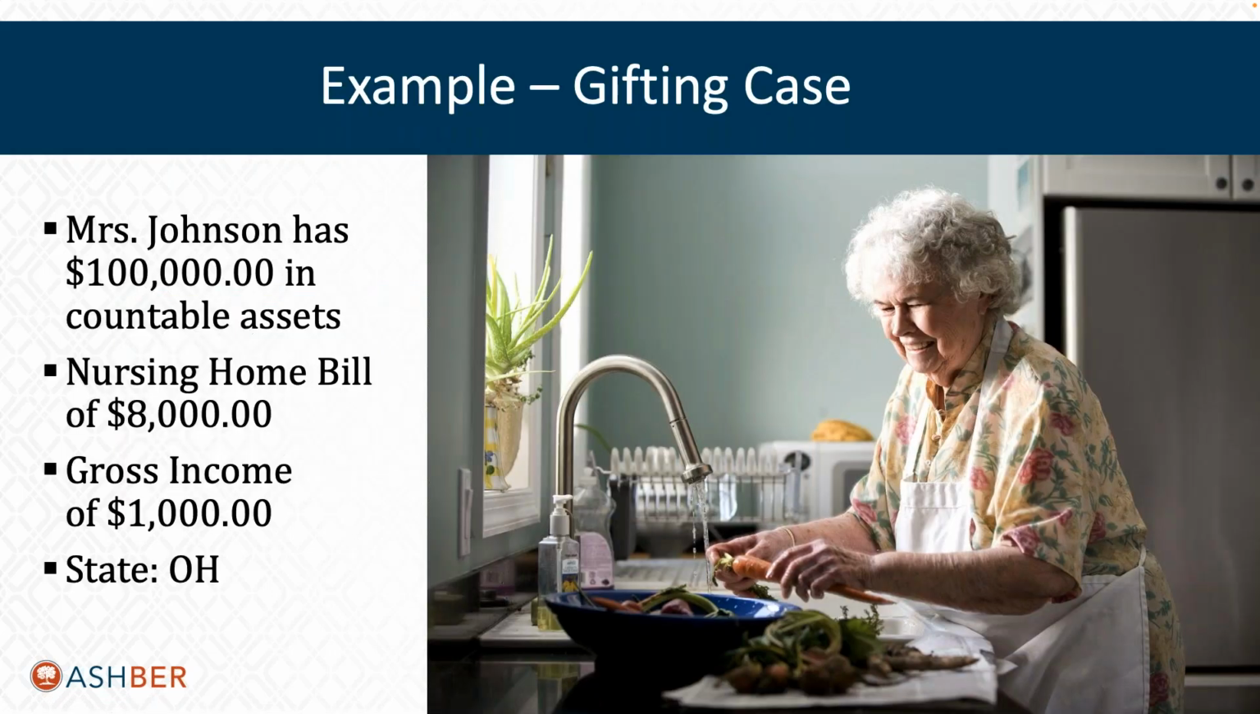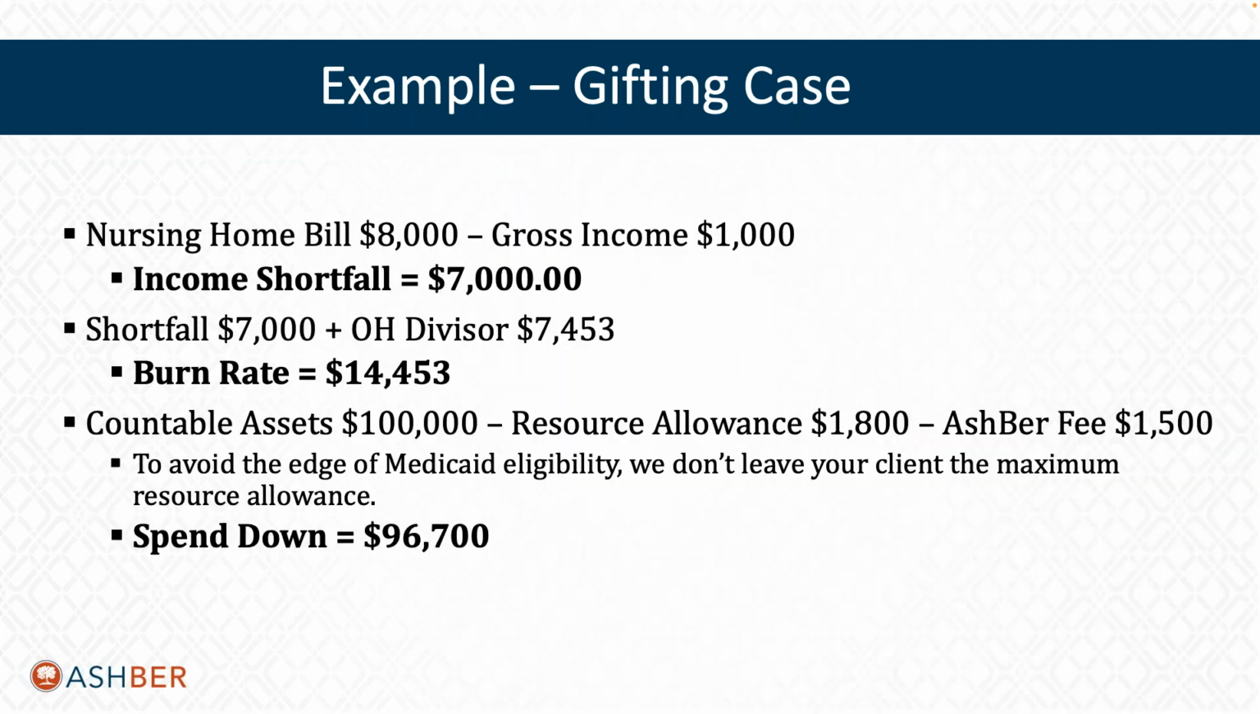So let's go ahead and apply some figures here, because I always feel like the best way to show this is in a live, pretend case, basically. So we have a scenario where Mrs. Johnson is an Ohio resident. She has $100,000 in countable assets, a nursing home bill of $8,000, and gross income of $1,000. And in this scenario, she's looking to apply for Medicaid for April 1st, to get that penalty period started on April 1st. So I think up until this point, we've done everything we need to do to pay off any debts or outstanding expenses, get the nursing home or facility paid up through the end of March, and take care of any other legal issues that would hinder us from doing this transaction in the month of March. So this is really the last phase of the process right before we file the Medicaid application.